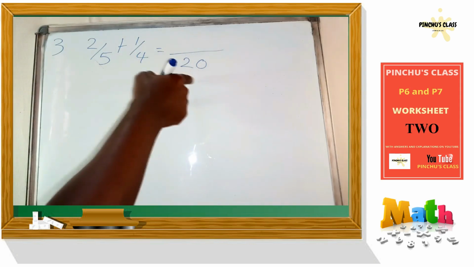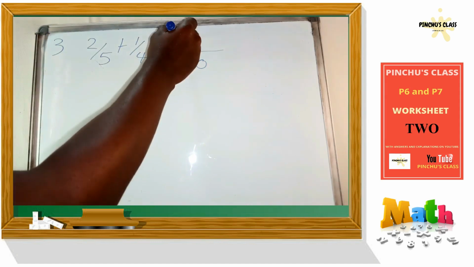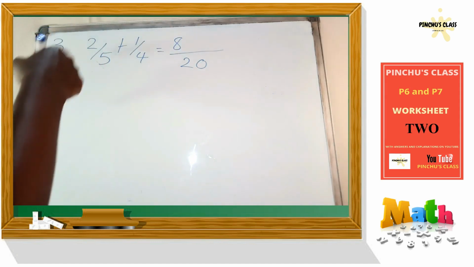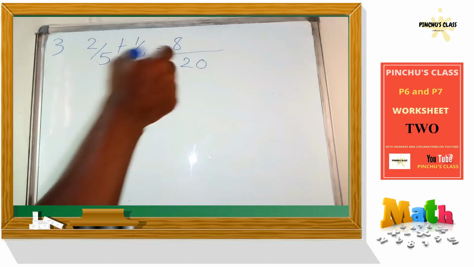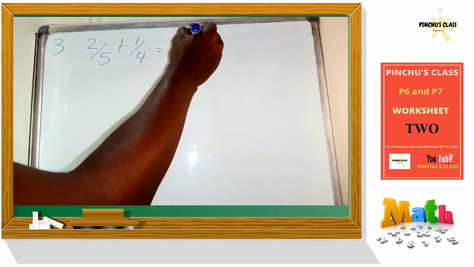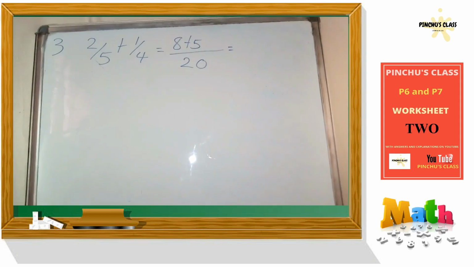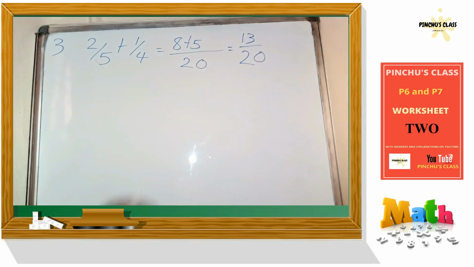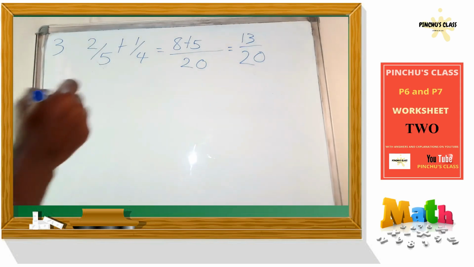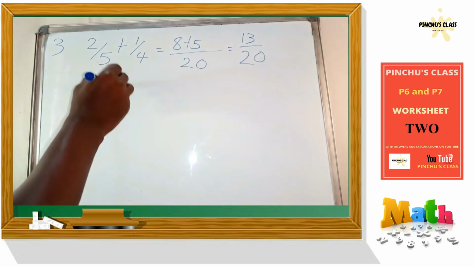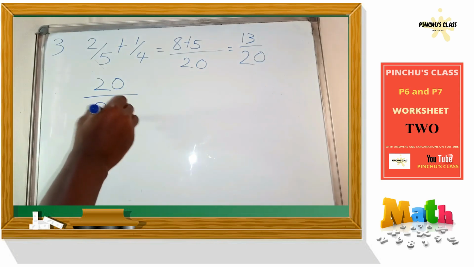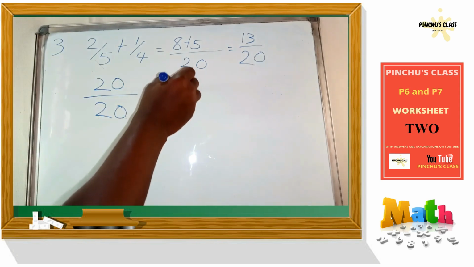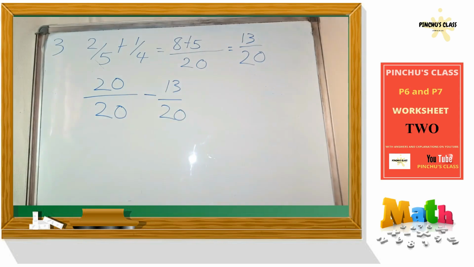20 divided by 5 is 4, times 2, that is 8. And then 20 divided by 4 is 5, times 1. So the answer here, the fraction she read on the 2 days, is 13 out of 20. After getting the 2 days, then to get the one she read on Sunday, we're going to get the total, which is 20 out of 20 minus 13 out of 20.